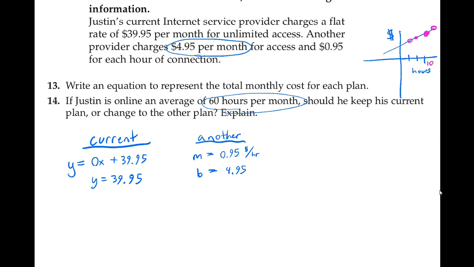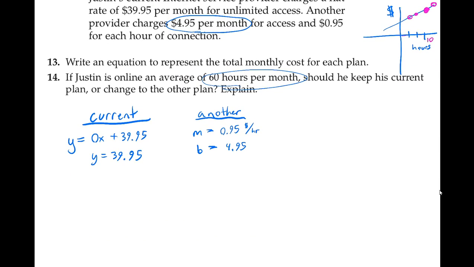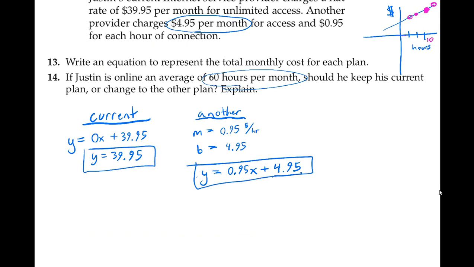You can't get less than that unless you can figure out how to use negative hours. Okay, so here we go. Now we've got y equals, whoa, I did it again. y equals 0.95x plus 4.95. So that's the starting value plus how much more per hour you're being charged. Okay, so we got our two equations. And then the question is, if Justin is online an average of 60 hours per month, should he keep his current plan or change?